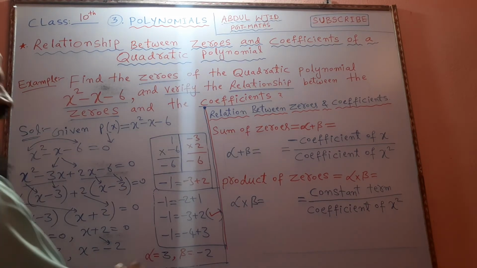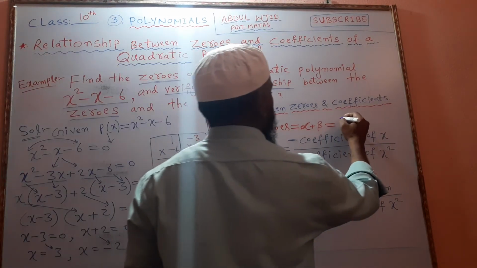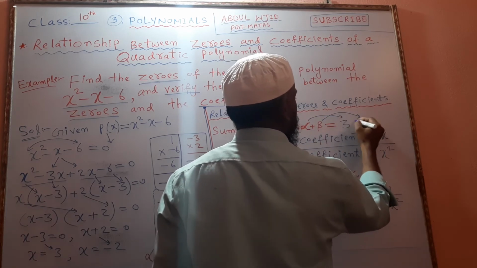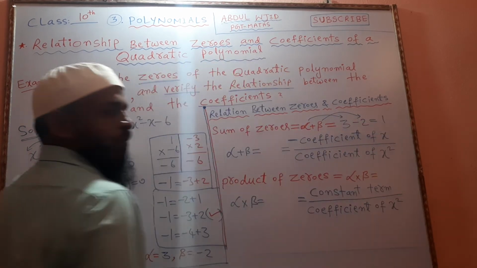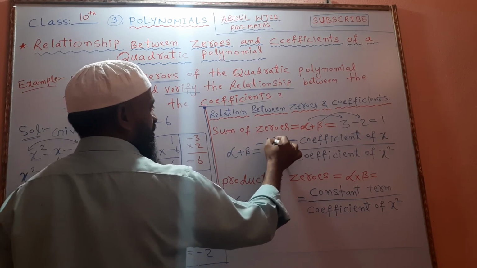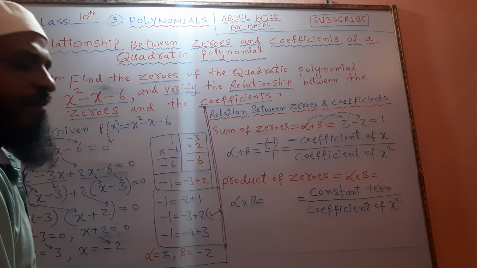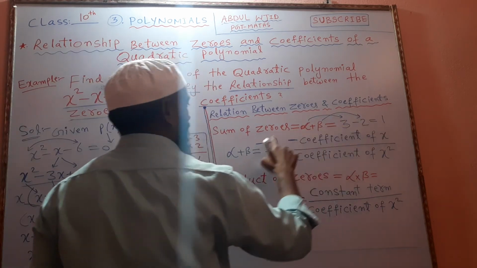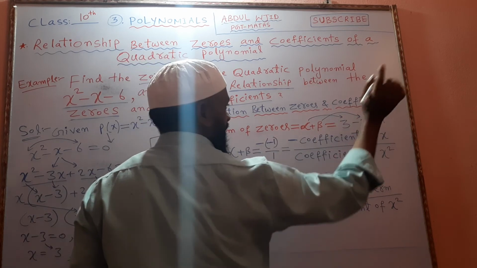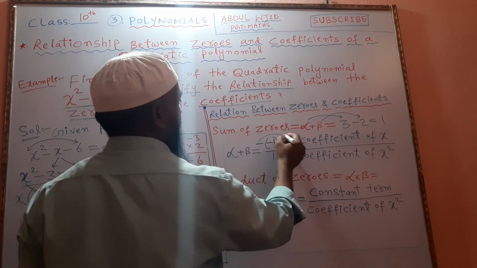Let's see. We have two zeros, 3 and minus 2. Alpha is 3, beta is minus 2. 3 minus 2 is 1. We can write plus 1, minus into minus 1 by 1. Minus into minus is plus. 1 by 1, same 1. So minus 1 and minus are the same.